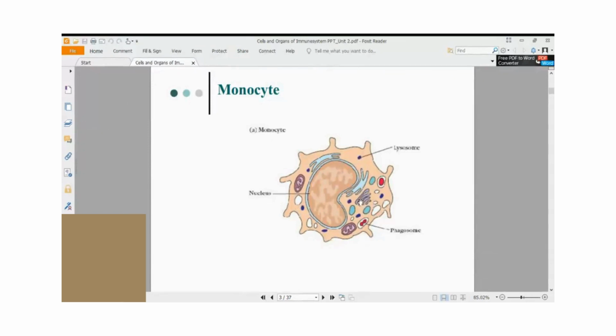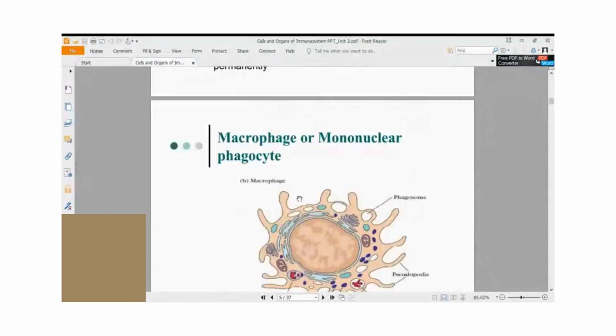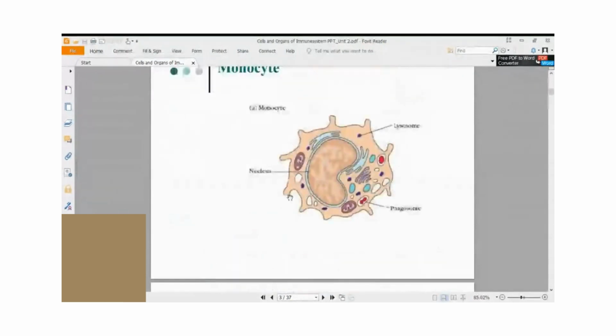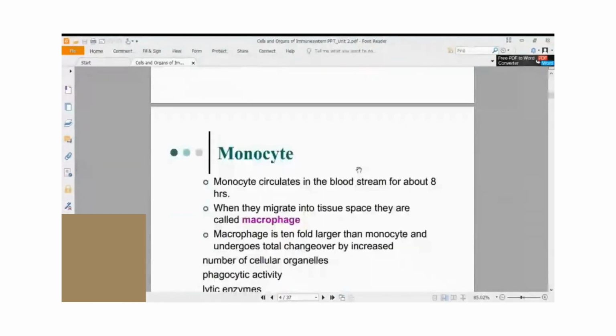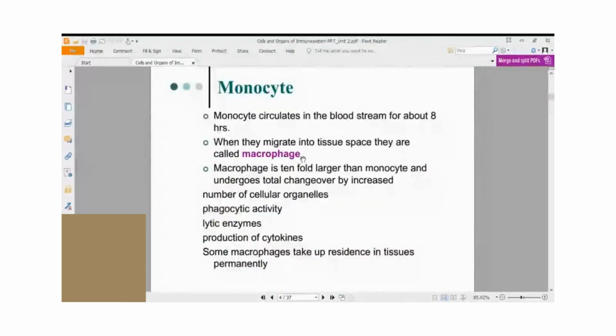The monocyte compared to the macrophage is about 10 times smaller, and the macrophage is 10 times larger than the monocyte. Now see the pseudopodia on the surface of the macrophage, which is larger in size compared to the monocyte, which is smaller. Therefore, phagocytic activity by the monocyte is much lesser compared to macrophages. When these monocytes, after their time in the blood is over, migrate to the tissue spaces, they become macrophages. And macrophages have a lot of other functions to do.